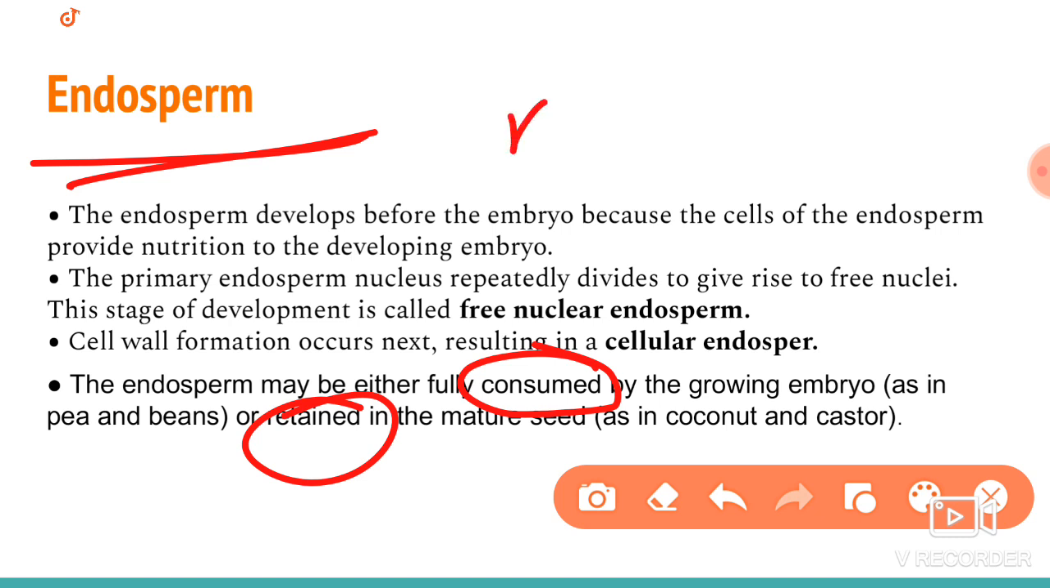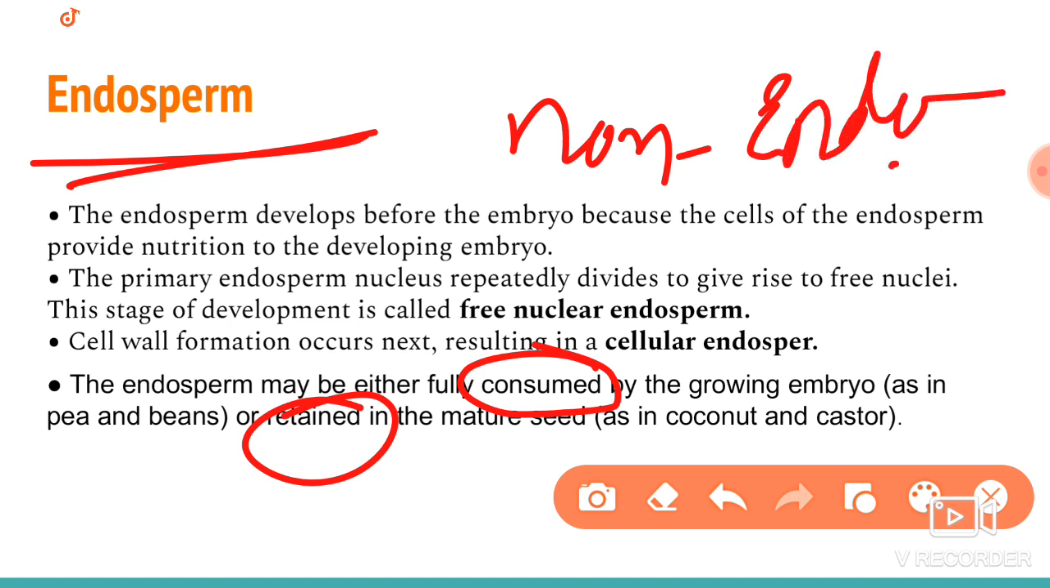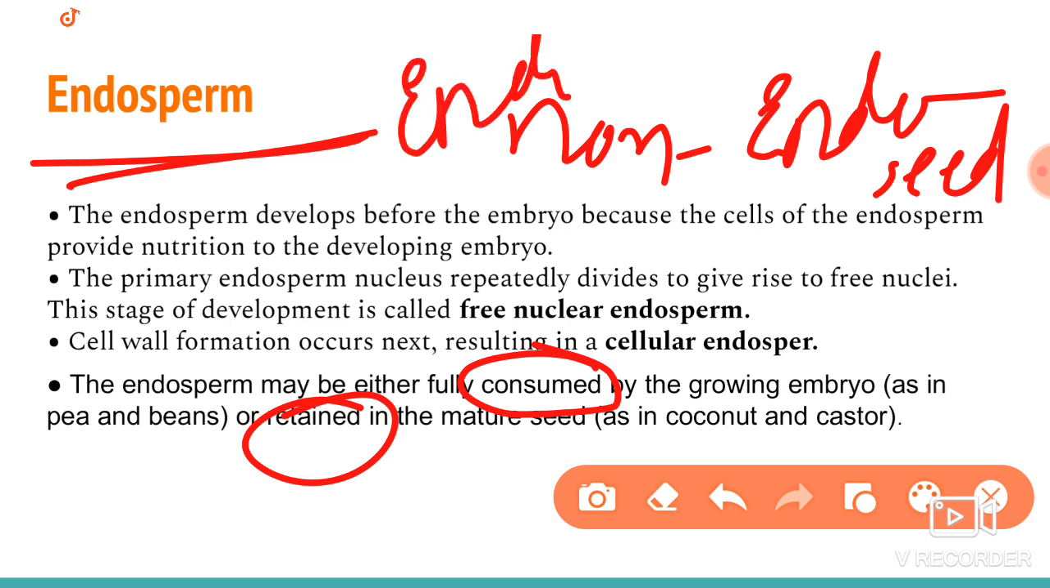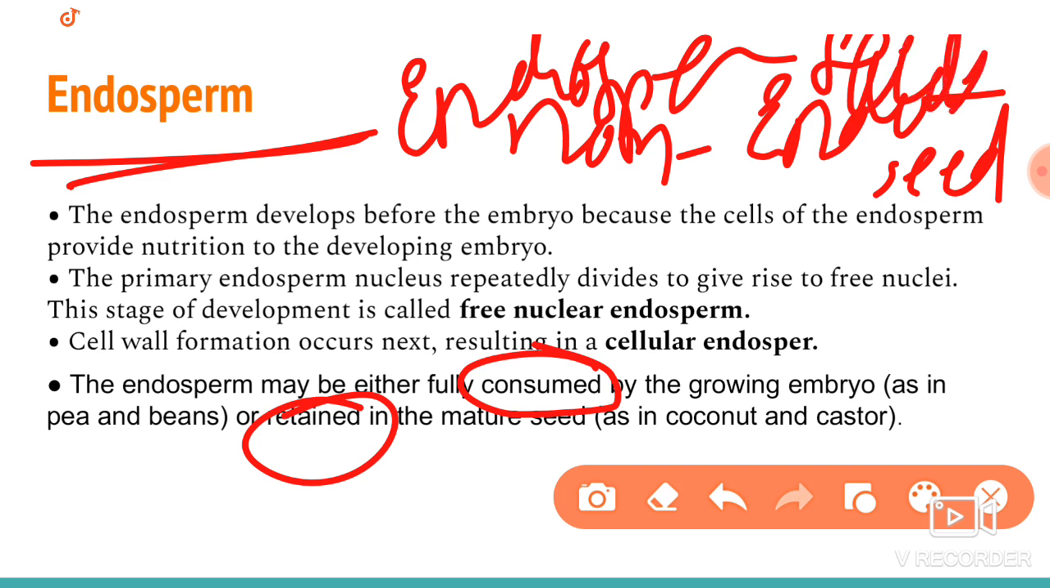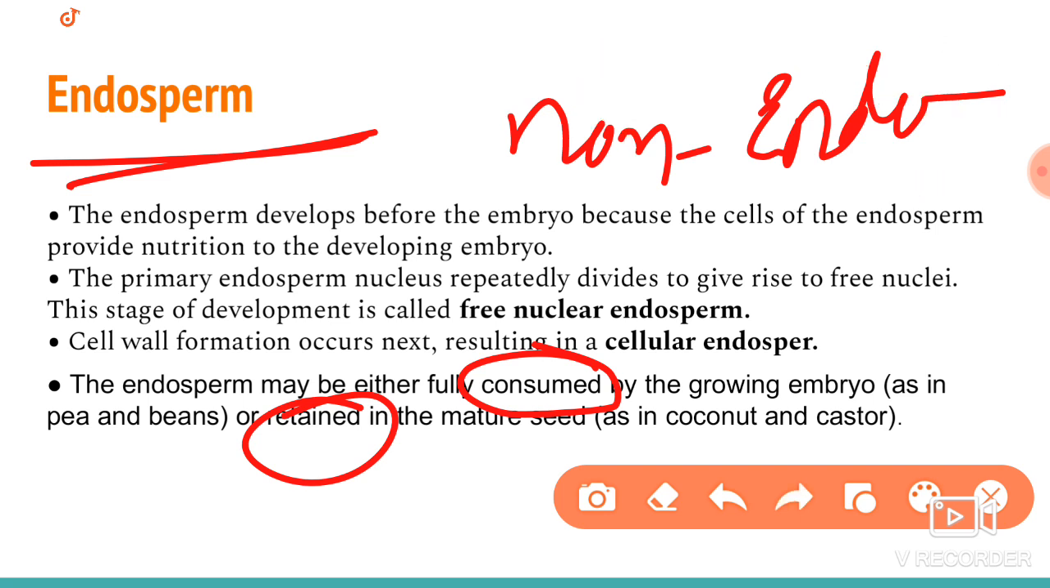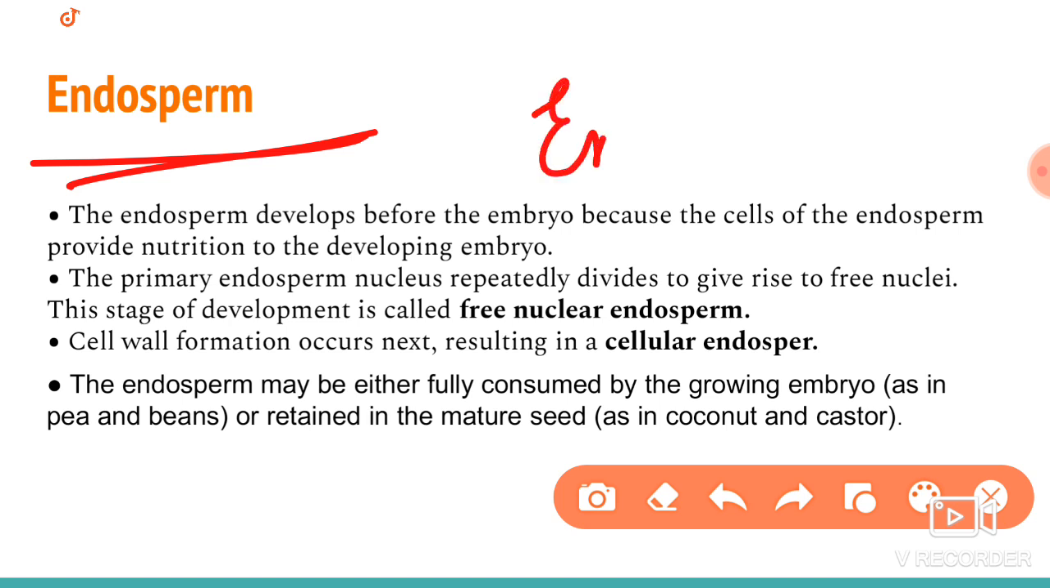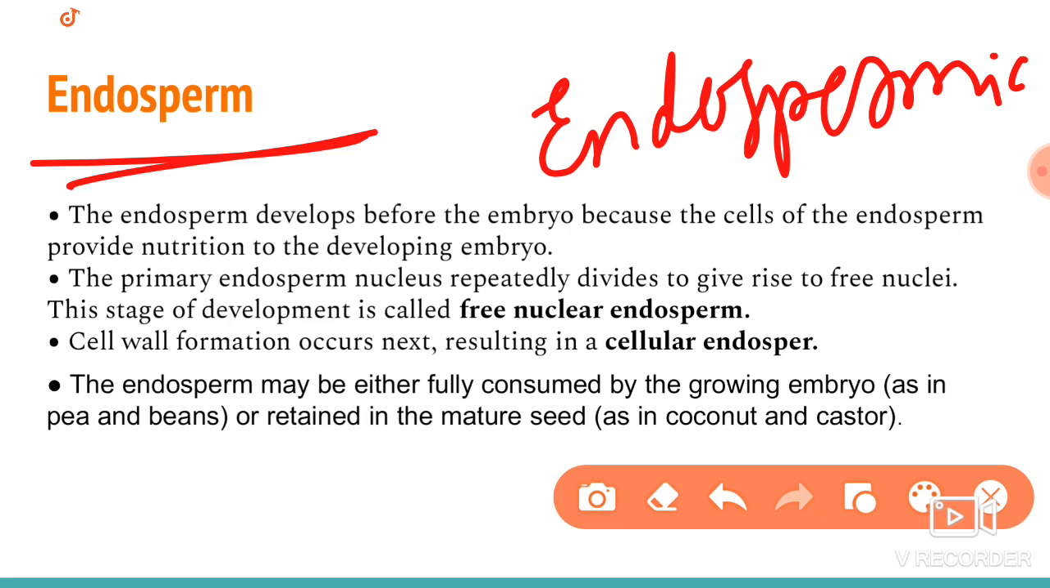Such seeds we call non-endospermic seeds. If the endosperm persists, we call them endospermic seeds. Those that do not contain the endosperm are non-endospermic; if they contain the endosperm, those are endospermic seeds.